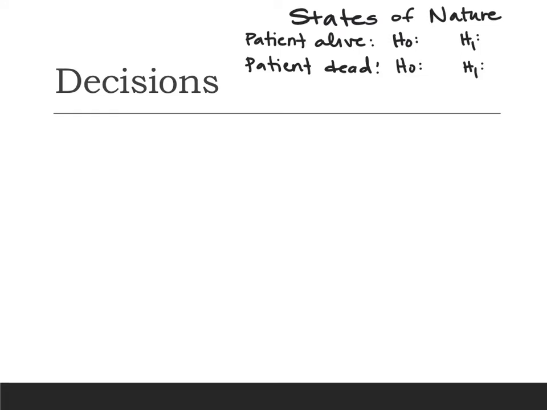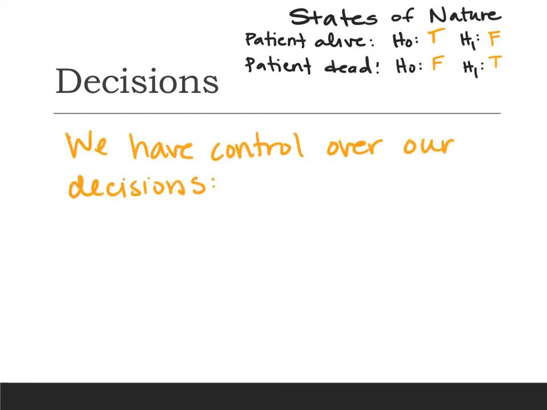We have to be able to make a decision about which of these we think is true. If the patient is alive, then the null hypothesis is true and the alternative hypothesis is false. If the patient is dead, then the null hypothesis is false and the alternative hypothesis is true. We have to pick which of these two things we believe. Do we believe the null hypothesis or the alternative hypothesis? To do that, we have to make a decision, and we have control over our decisions. We use our evidence, but we do have control over our decision.